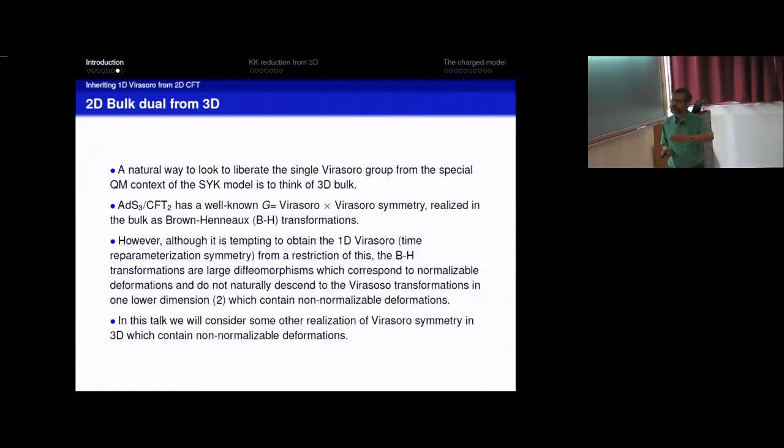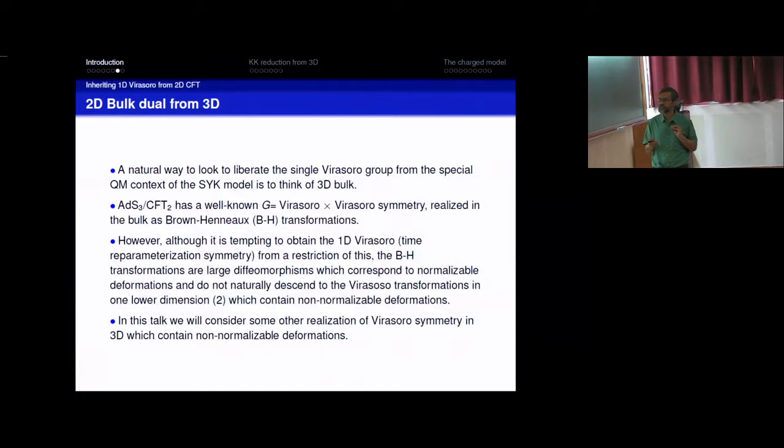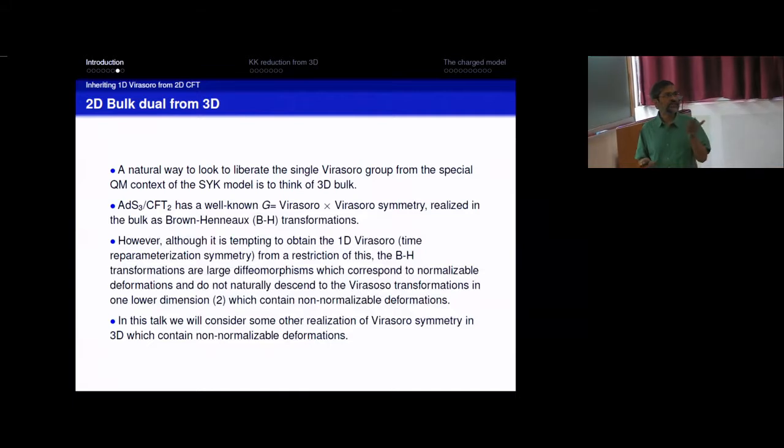So you're going away from the IR fixed point, you are turning on an irrelevant operator, so that corresponds to a non-normalizable deformation. Therefore, the Brown-Henneaux transformations by themselves are not tailor-made for this, at least not by restriction of Brown-Henneaux. So in this talk, we will consider some other realization of the Virasoro symmetry in 3D, which is not Brown-Henneaux, which will contain non-normalizable deformations, and they will descend to the Virasoro in 2 dimensions.